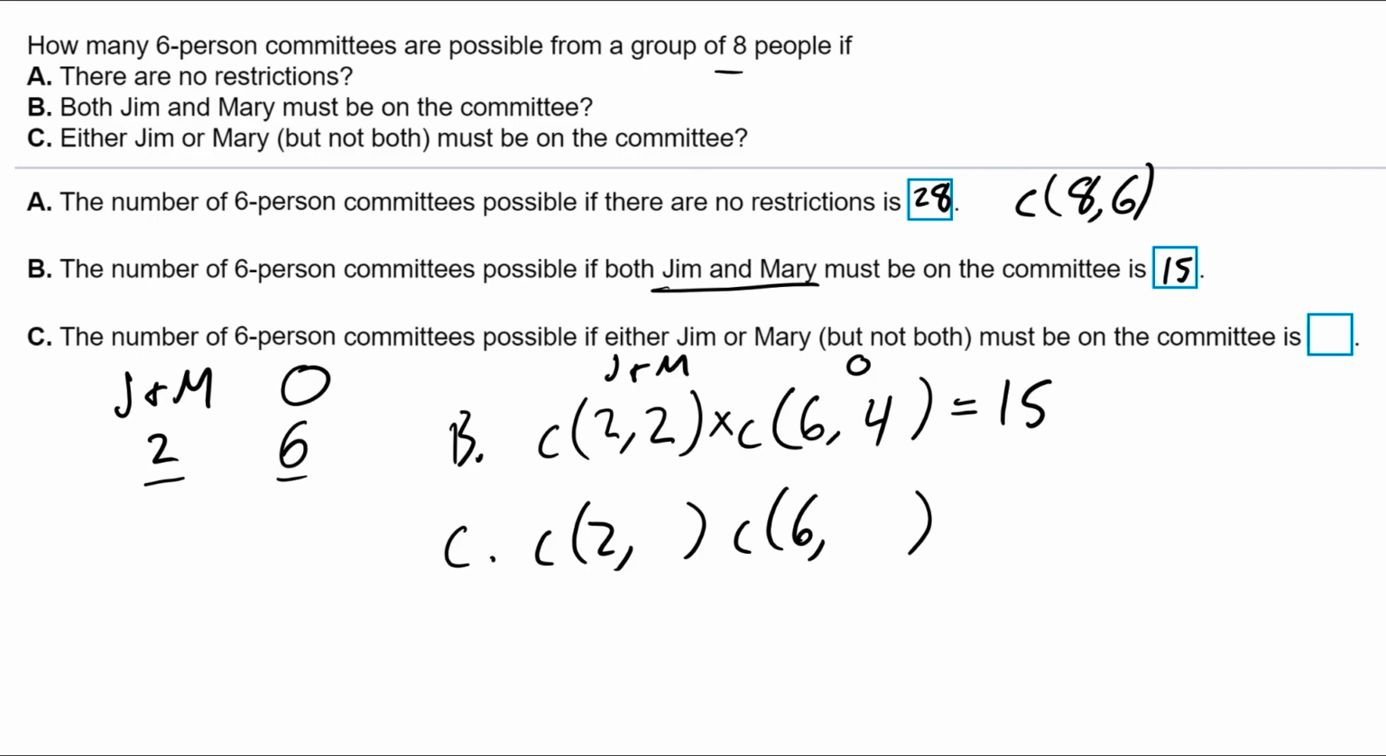All right, part C, the number of 6-person committees possible if either Jim or Mary, but not both. So now what we're saying is from the Jim and Mary group, we don't want both of them, but we want one of them. So that would be combination 2-1. So if we've chosen one person from the Jim and Mary group, and we need a 6-person committee, that means we need 5 people from the other group. And again, we'll multiply these combinations together because we're going to choose either Jim or Mary, and we're going to choose 5 other people. And so that's going to give us 12. Combination 2-1 is 2. Combination 6-5 is 6. So 2 times 6 gives us 12.